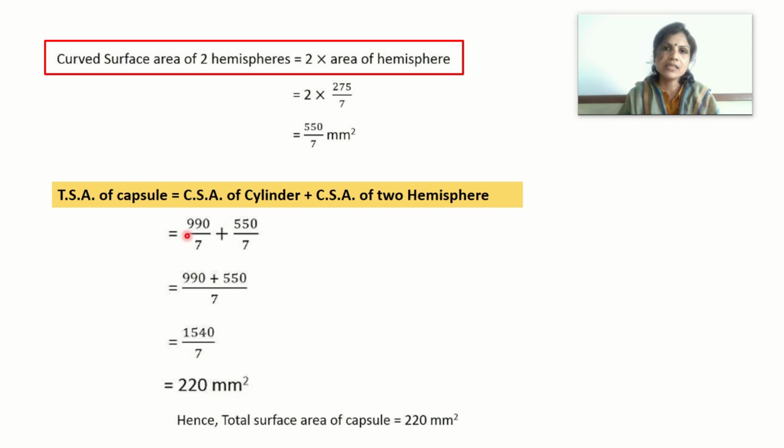Substitute the values into the formula which we have made to find the area of the capsule. So our answer is 990 upon 7 plus 550 upon 7. The denominator is the same, so you just have to add the numerators. So 990 plus 550 upon 7. The addition comes equal to 1540 upon 7. Reduce this to lower terms, so your answer is 220 mm square. And therefore, the total surface area of the capsule is equal to 220 mm square. Right, children?